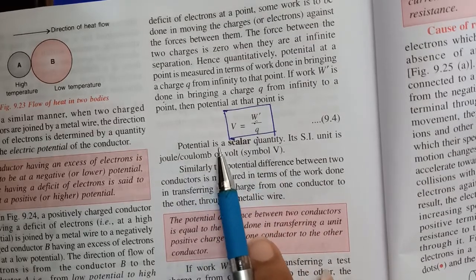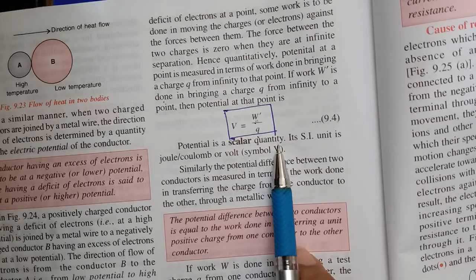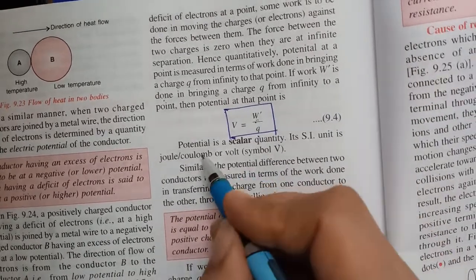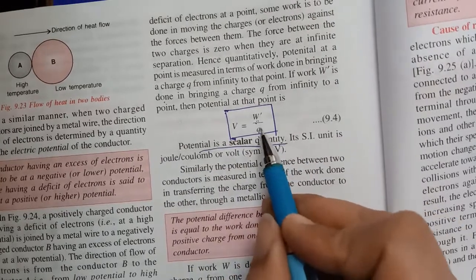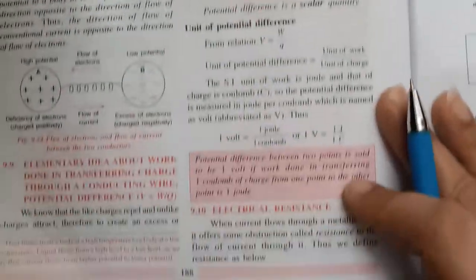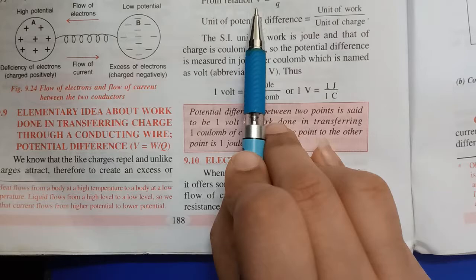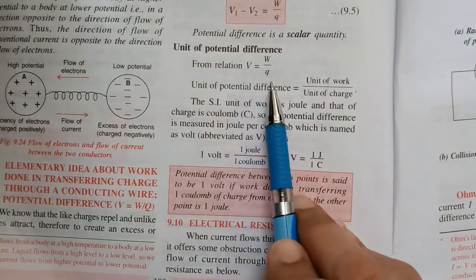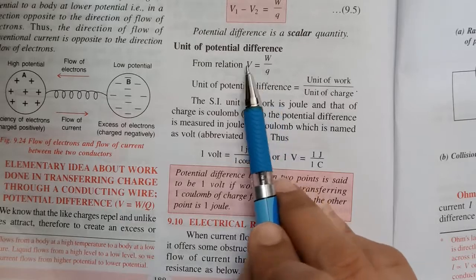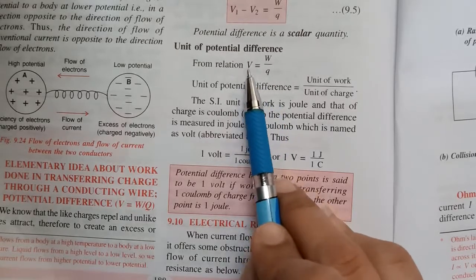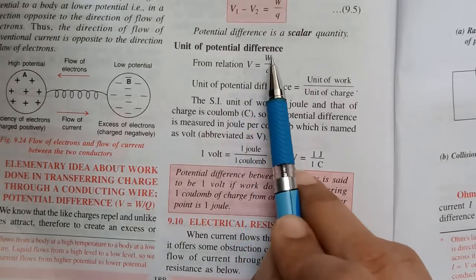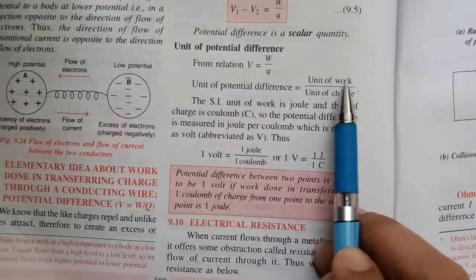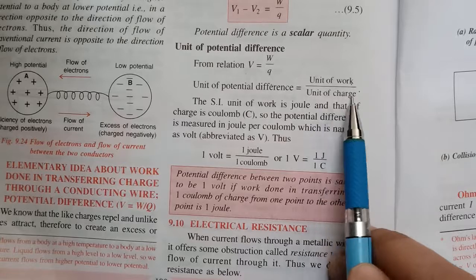Again, potential difference is a scalar quantity. Current is a scalar quantity. Potential difference is also a scalar quantity. Now we have to find the SI unit of potential difference. For finding the SI unit, first look at the formula. V is equal to W upon Q. So we can find the unit of potential difference by using the unit of W and Q. So unit of work upon unit of charge.